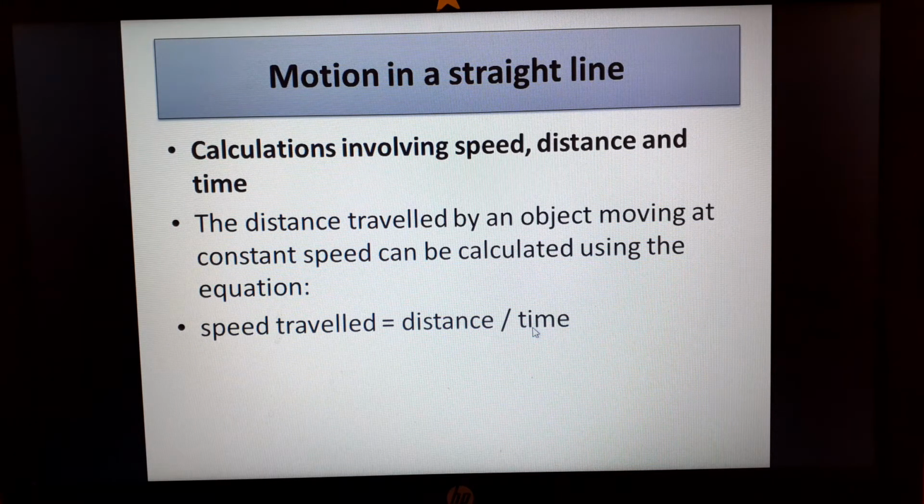Now, how do you apply this? Well, you have to calculate speed, distance, or time. And to do that, you have to have two knowns, which are two of the parameters used in this equation. Now, why do we study that? Because we have to evaluate how objects move given distance, time, and speed.